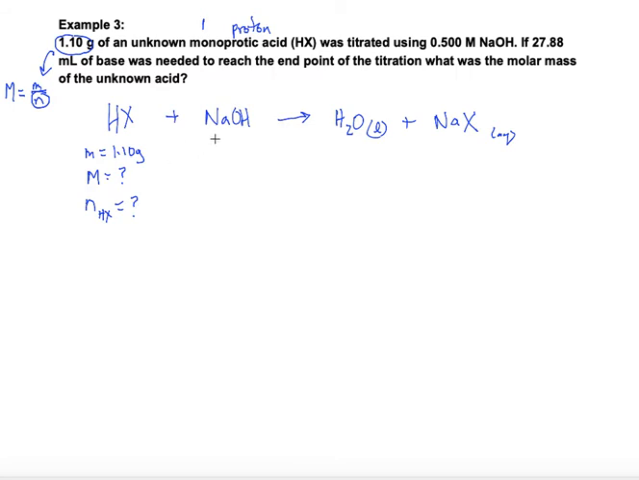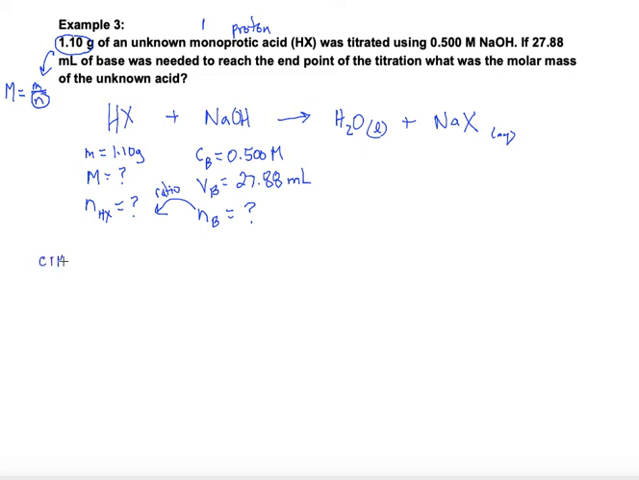So right now I can't do that, but if I take a look at my NaOH, I know that the concentration of this base is 0.5 molar, and I know the volume of the base, 27.88 milliliters. That's enough information. I can find moles of base. Concentration, volume, find moles, and then use the ratio, right? The ratio will let me get the moles of the acid. So that's our plan of attack here.